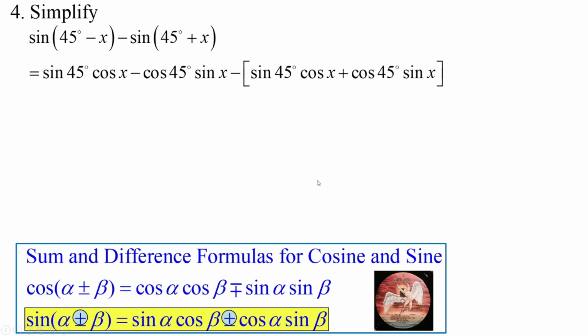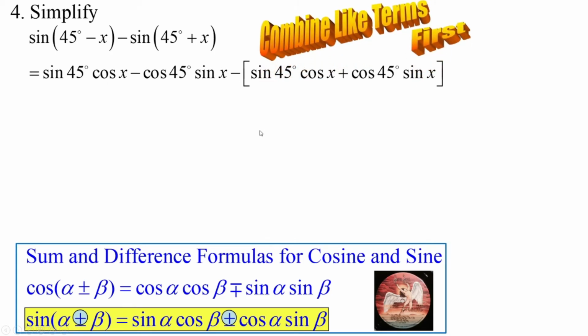All right, now on the last problem, we simplified our terms or our factors that had trigonometry. All right, let's combine like terms first this time. Okay, because look what you got right here. Sine of 45 cosine of x minus sine of 45 cosine of x. Those would cancel. All right, and then I can combine to get negative cosine of 45 degrees sine of x and another negative, don't forget to distribute that negative, cosine of 45 degrees sine of x, which is negative 2 cosine of 45 degrees sine of x.